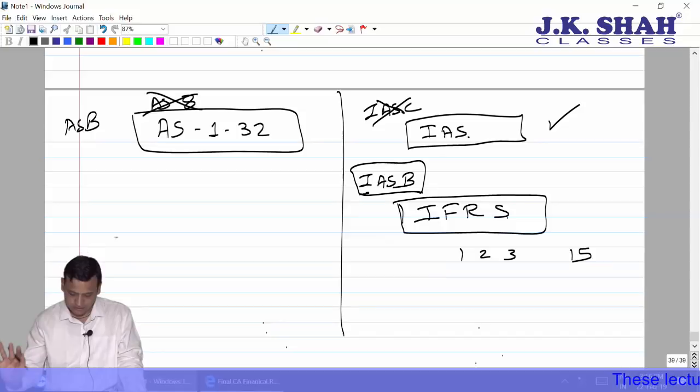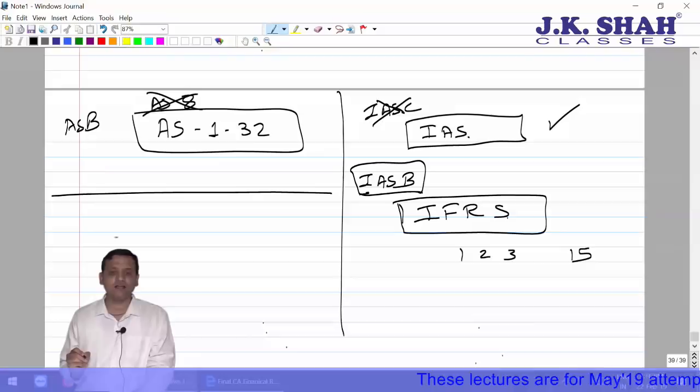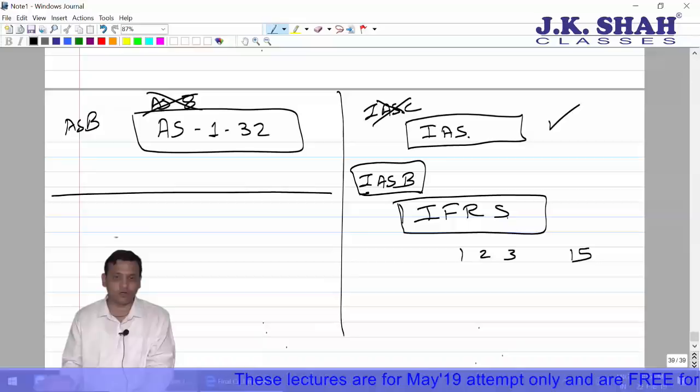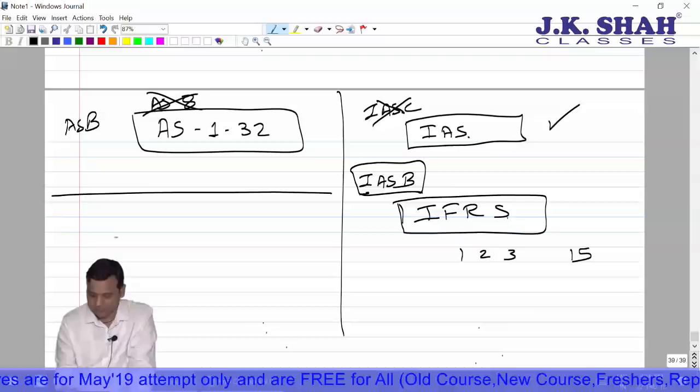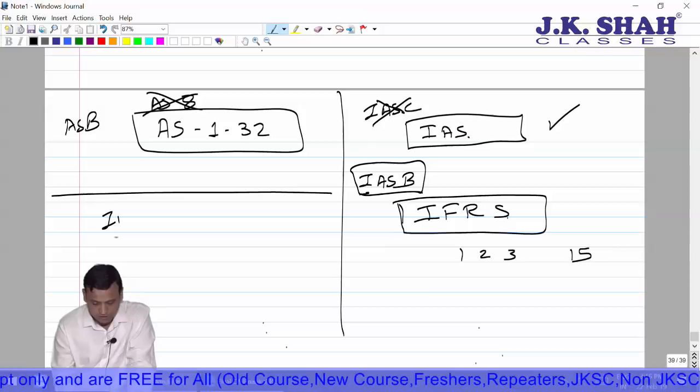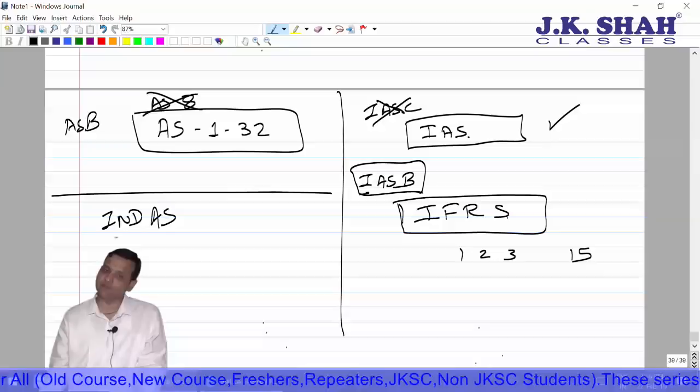Clear? Now, we being part of the signatory and all those things, I'm not going into this. India also went for convergence. We didn't say we'll copy paste. We didn't say we'll take IFRS. What we said is, based on our Indian context, business and legality, we cannot have copy paste. We went for something known as convergence. That was nothing but IND AS.